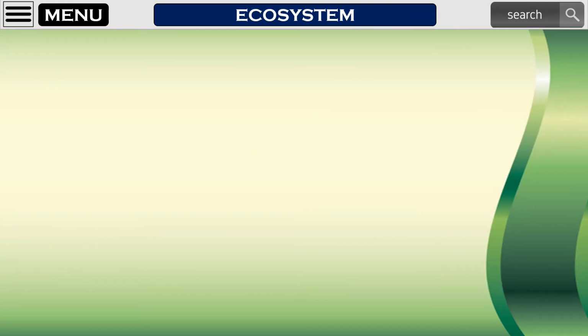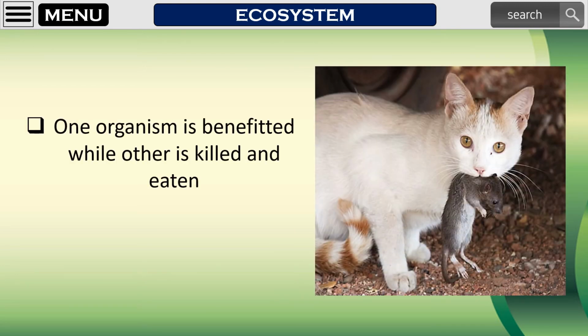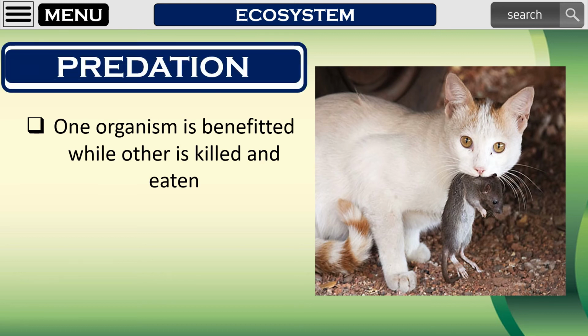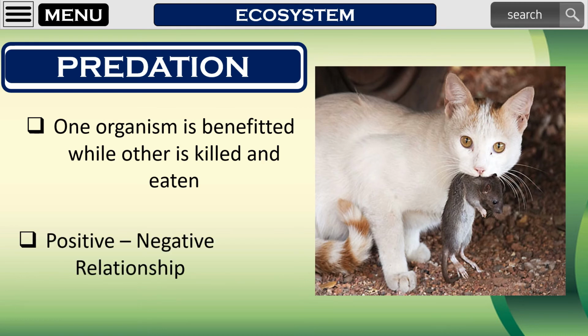Another relationship that exists in the ecosystem is the food-getting relationship. One organism is benefited while the other organism is killed and eaten by it. This relationship is called predation. It is a positive-negative relationship. An animal that kills and eats another animal is called a predator. And the animal that is killed and eaten by the predator is called prey. The prey are less powerful than the predator that eats them.